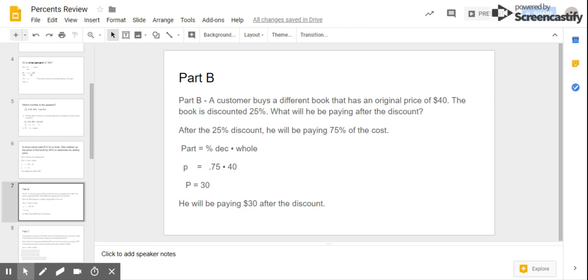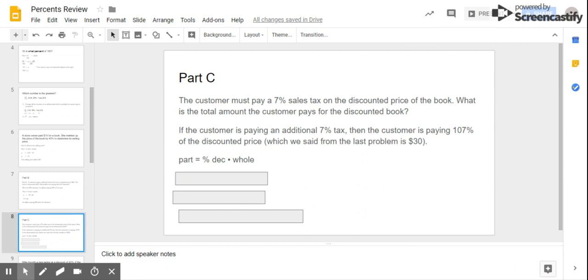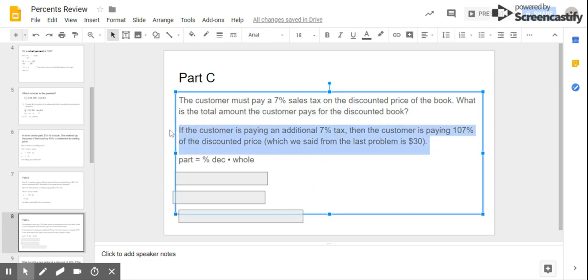All right. The next slide, part C, the customer must pay a 7% sales tax on the discounted price of the book. What is the total amount the customer pays for the discounted book? So let's understand this first. If the customer is paying an additional 7% tax, then the customer is paying 107% of the discounted price.